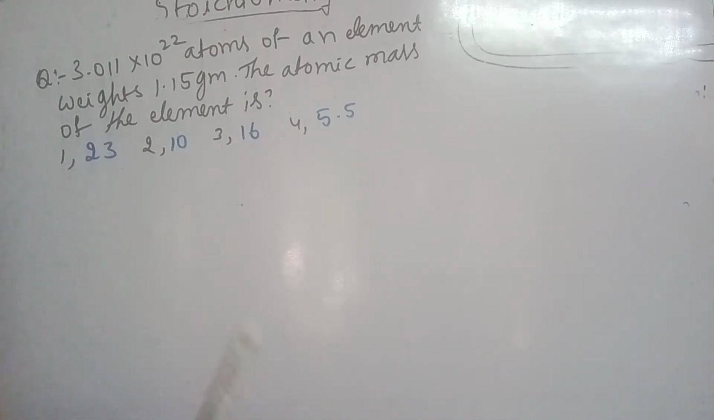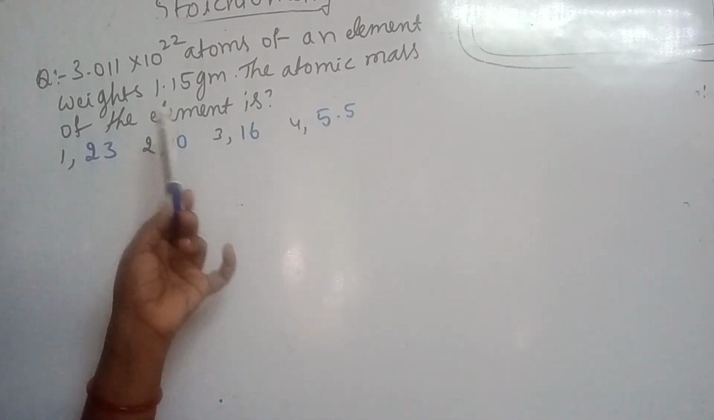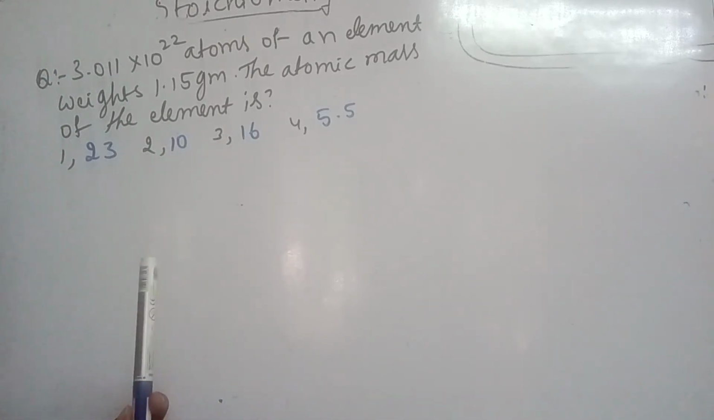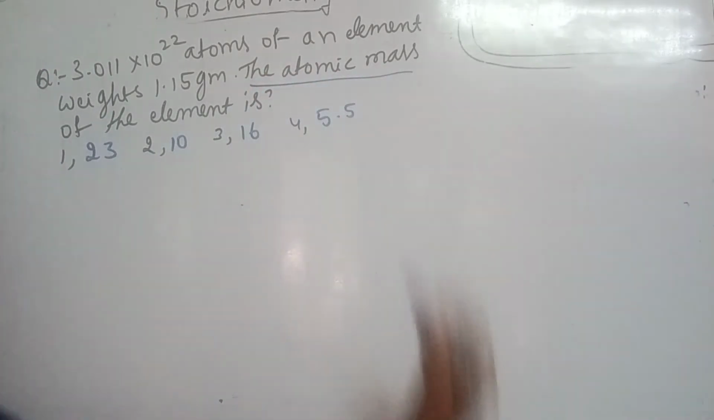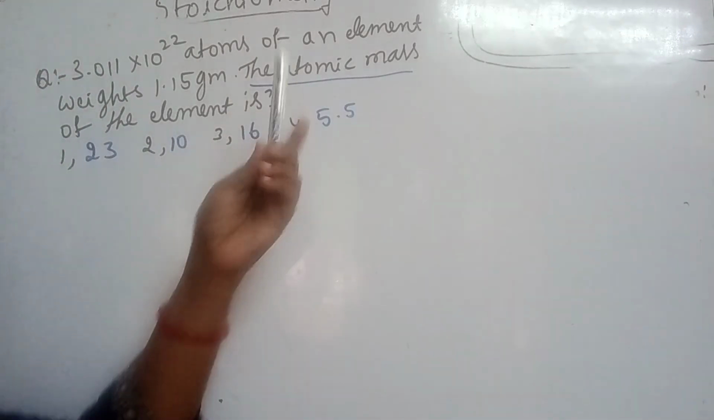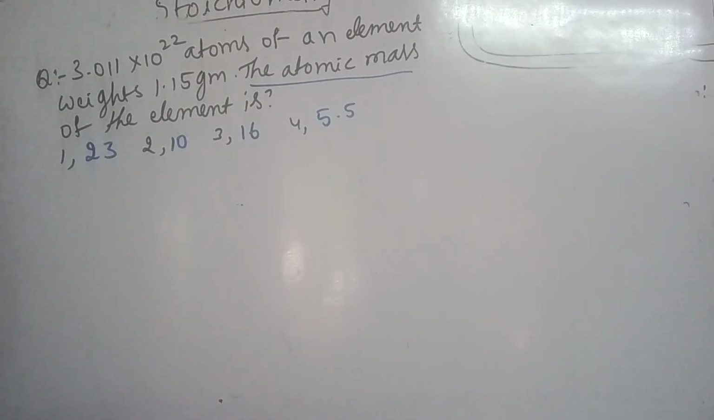From this we have to calculate the atomic mass, that is, the weight of 6.023 into 10 to the power of 23 atoms, which is equal to the atomic mass of the element. Generally, the atomic mass of any element contains 6.023 into 10 to the power of 23 atoms.